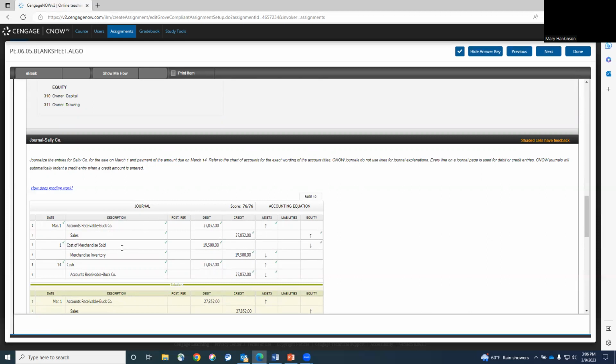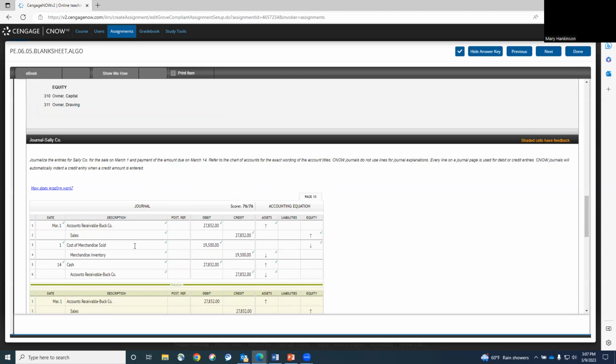But we know every sales transaction is a four-sided entry. All right, so we also have to hit our cost of merchandise sold account. It told us that the cost of the merchandise that was sold on March 1st was $19,500. So we're going to go ahead and debit our expense account, cost of merchandise sold for $19,500. And then we're going to credit our merchandise inventory account because we're reducing the amount of inventory we have on hand. So we see a credit to our asset account, which is merchandise inventory for $19,500.